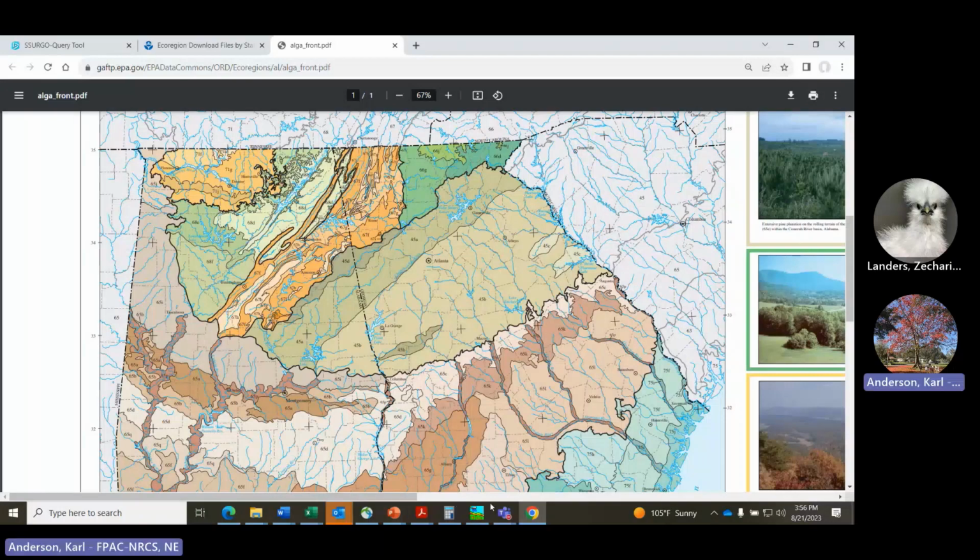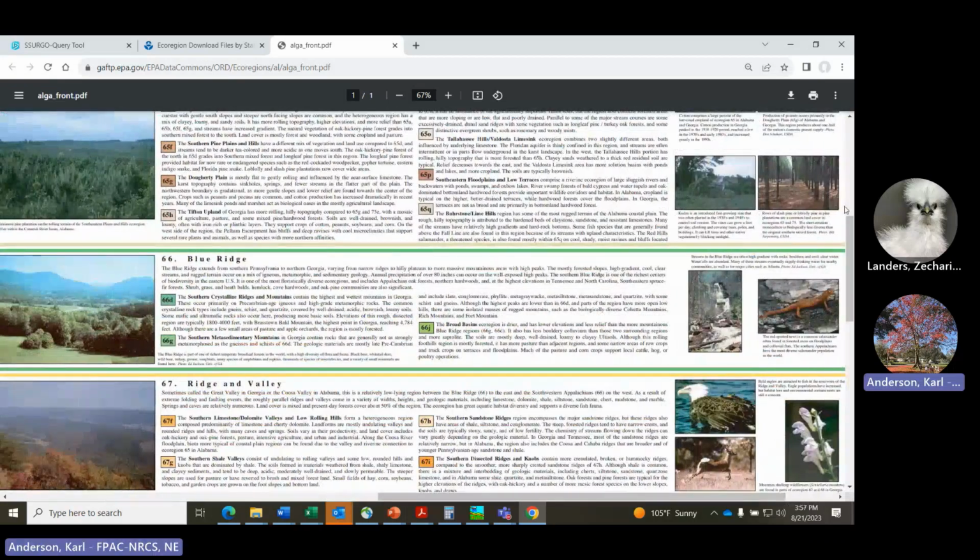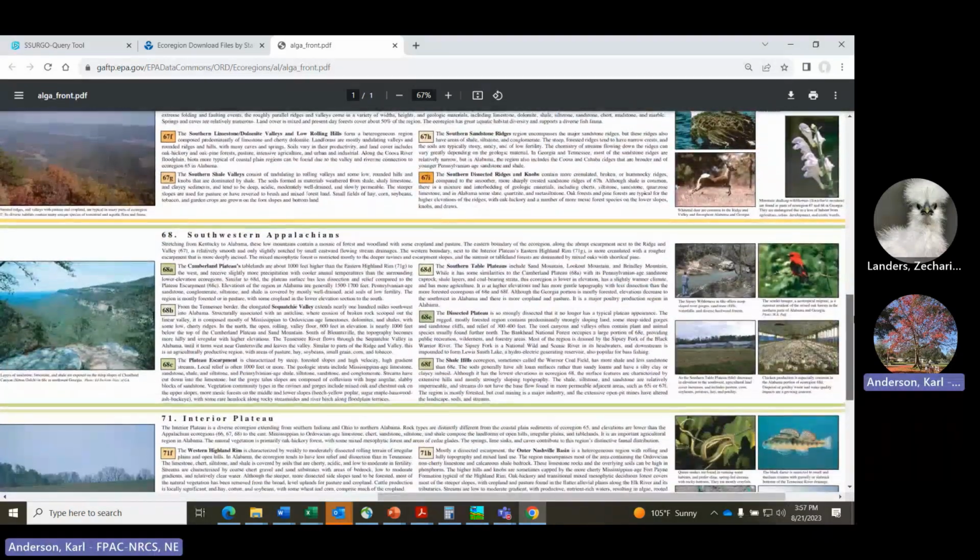You can find out as you roll over that, 68E. You get into the dissected plateau. It's so strongly dissected that it no longer has a typical plateau appearance. The rugged, mostly forested region contains predominantly strongly sloping land, some steep-sided gorges and sandstone cliffs, and relief of 300 to 400 feet. The cool canyons and valleys often contain plant and animal species usually found further north. The Bankhead National Forest occupies a large portion of 68E, providing public recreation, wilderness, and forestry areas.